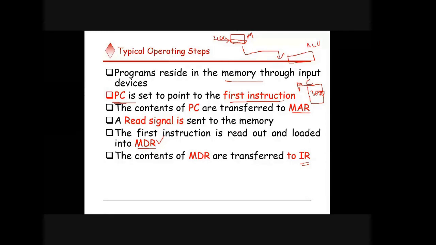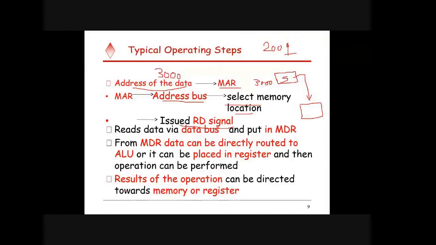When you first fetch the instruction and read it out, it is loaded into which register? Memory data register. In the same way, if you fetch the value present in a particular memory location, for example 3000, that will be loaded into which register? MDR only. It will be loading into MDR. So MDR is present inside the processor, so that transfer from memory to processor is over.